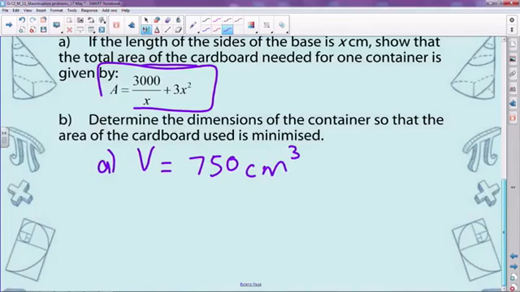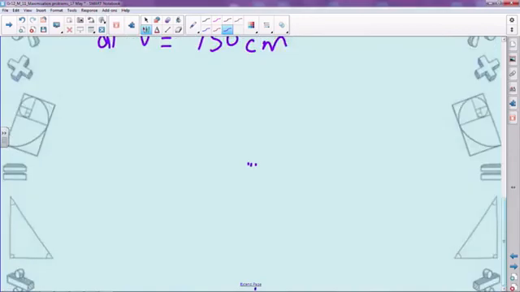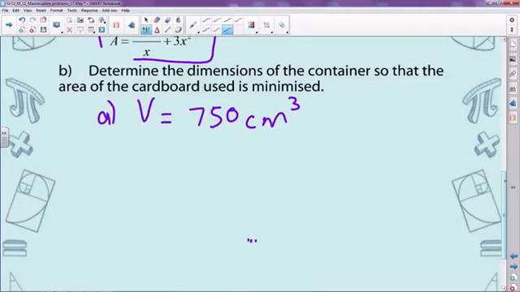So I want to already start making use of what I've been given. Remember, always study as if you're going to be writing a test or an exam on the question. If you were thinking in terms of tests and exams, I want to get the most marks as soon as possible. So if I've got my volume as 750 cubic centimeters, and that's a constraint that stays the same, I want to use that immediately, so that I can get marks if this were a test.